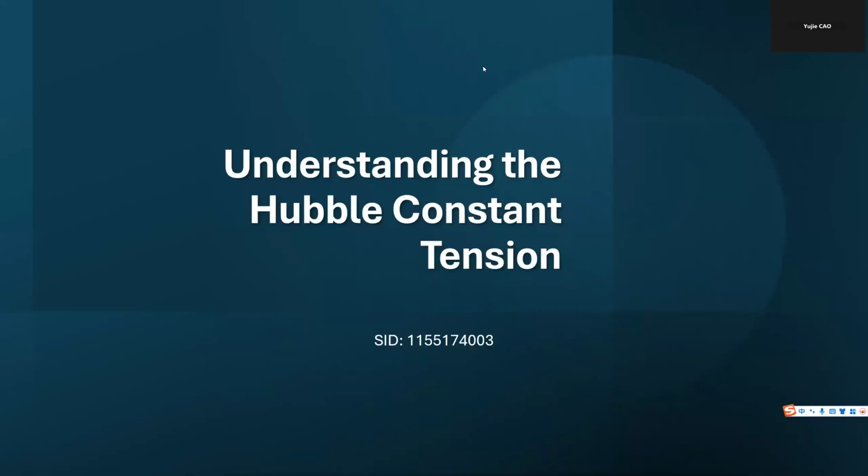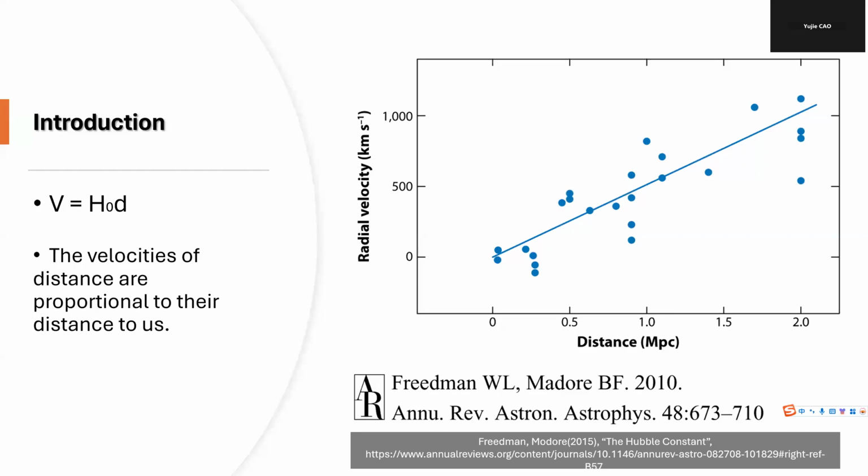Today, I am excited to talk about a topic in modern cosmology, the Hubble constant tension. In 1929, the astronomer Hubble published a linear relation between the apparent distance to galaxies and their velocity. This simple plot provides the evidence that our universe is in a state of expansion.